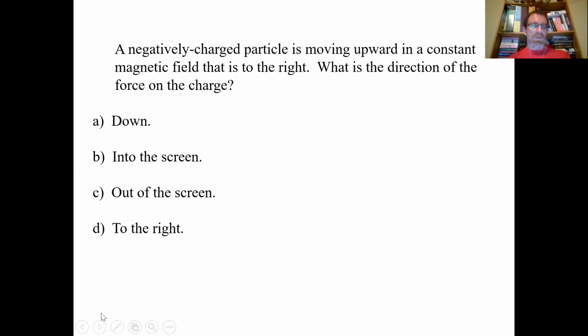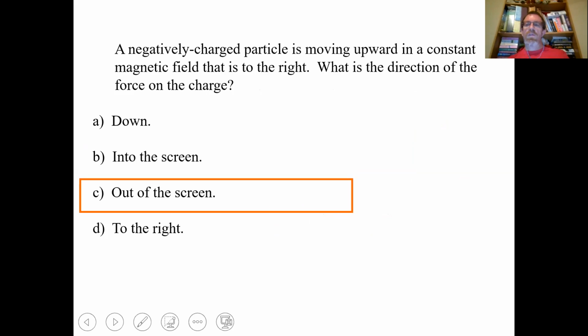All right, one more. It says a negatively charged particle is moving upward. It's in a constant magnetic field. The magnetic field is to the right. What's the direction of the force? Okay, so pause. All right, it says the force is out of the screen. So let's take a look at this one.